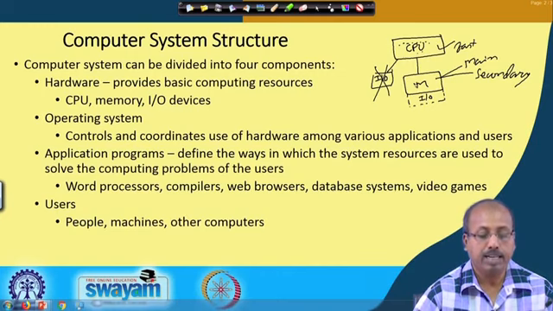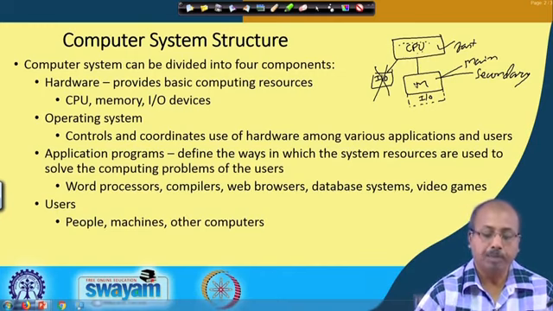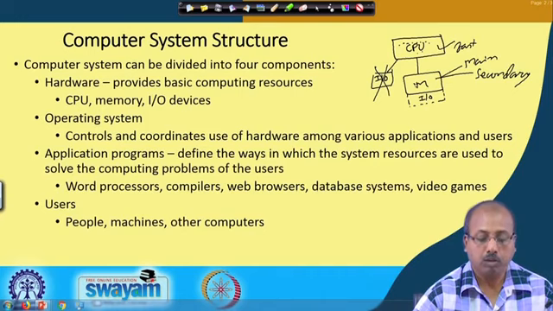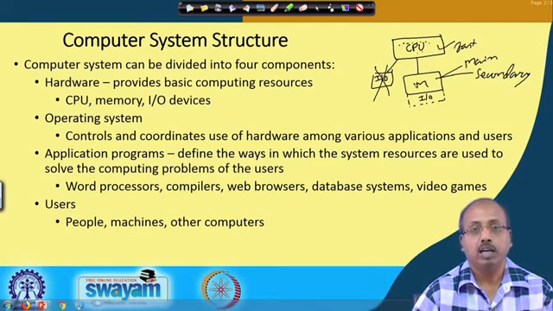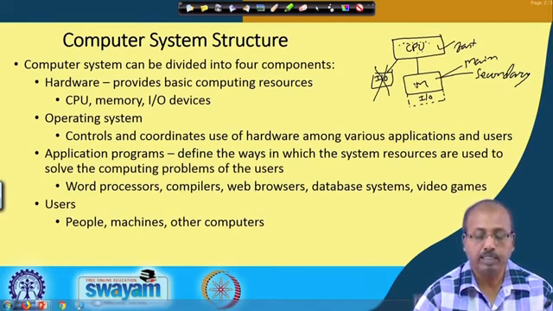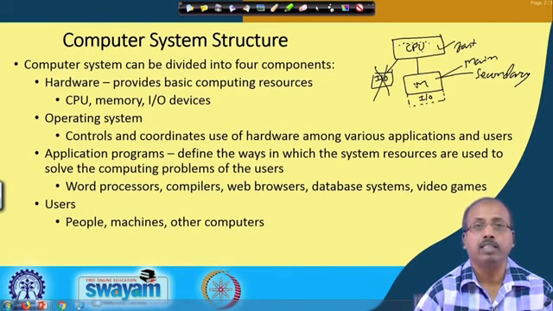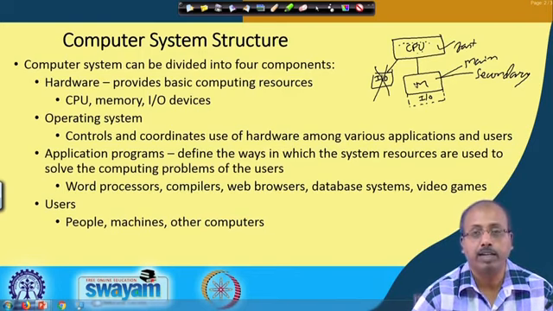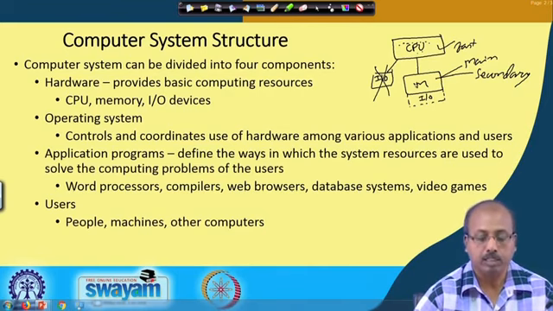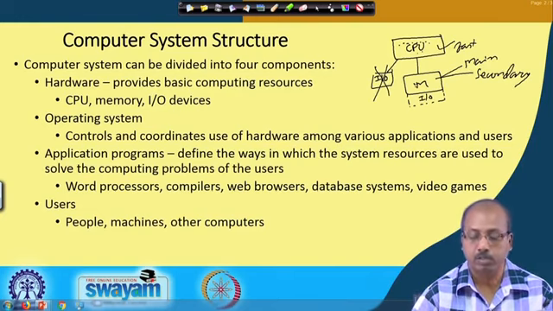Then we have another component which is called the operating system. It controls and coordinates use of hardware among various applications and users. This is more of an administrative job, and a coordination job. The operating system is a piece of software which will be trying to exploit the features of the underlying hardware and get the user jobs done. So, it controls and coordinates use of hardware among various applications and users.